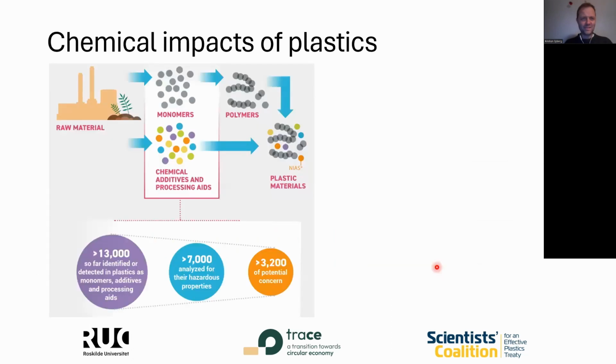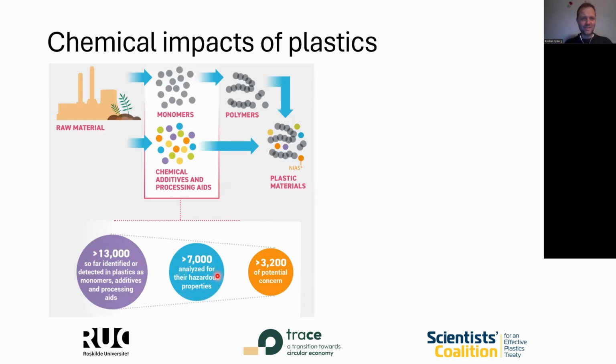So that's sort of the physical part of plastic. Then there is another part of plastic which is equally important, which is the chemical impact of plastic. This is a diagram that I borrowed from a report that the UNEP, the United Nations Environment Programme, published in May, where they looked at all the different chemicals that are used in plastics. And they identified 13,000 different chemicals that are used in plastic production today. Of these 13,000, 7,000 have been analyzed. So approximately half of them we know something about. The other half we don't know anything about.